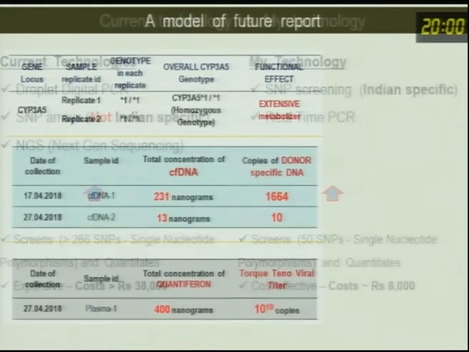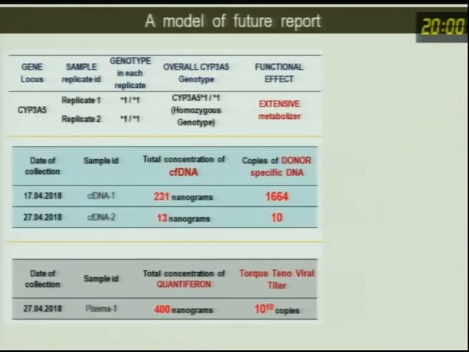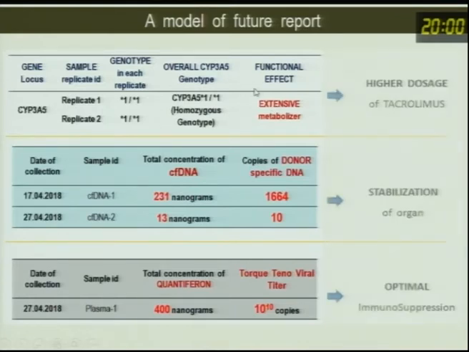So a model of a future report would look something like this. You have a CYP3A5 metabolizer report, which indicates the patient requires a higher dosage of tacrolimus, and you have a report from the cell-free DNA. This is an actual report. On April 17th, the sample was given. I was blinded. I didn't know whose sample was what. The first sample came on April 17th. The cell-free DNA amount was very high, and then 10 days later, you see there is a very good decrease.